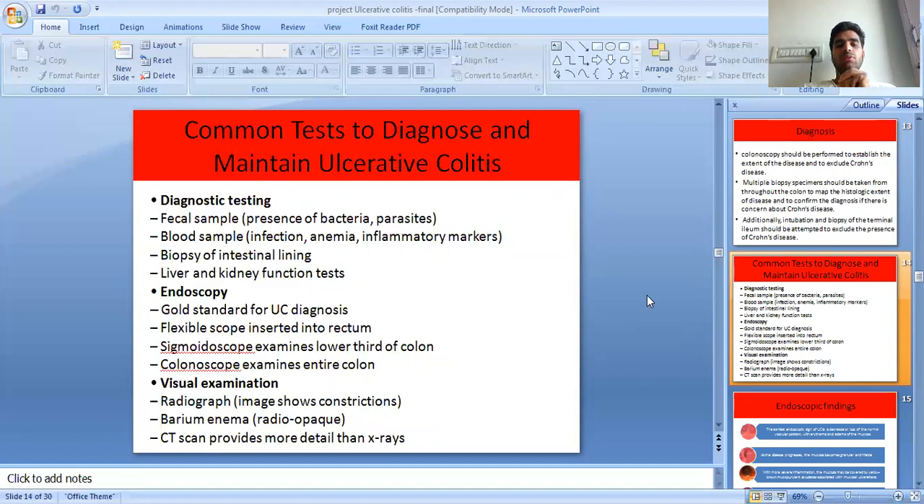Common tests to diagnose and maintain ulcerative colitis. Diagnostic testing: fecal sample, blood sample, biopsy, liver and kidney function test. Endoscopic testings: gold standard for ulcerative colitis, flexible scope inserted into rectum, sigmoidoscopy, colonoscopy also. Visual examination include radiograph, barium enema, and CT scan and X-ray also.